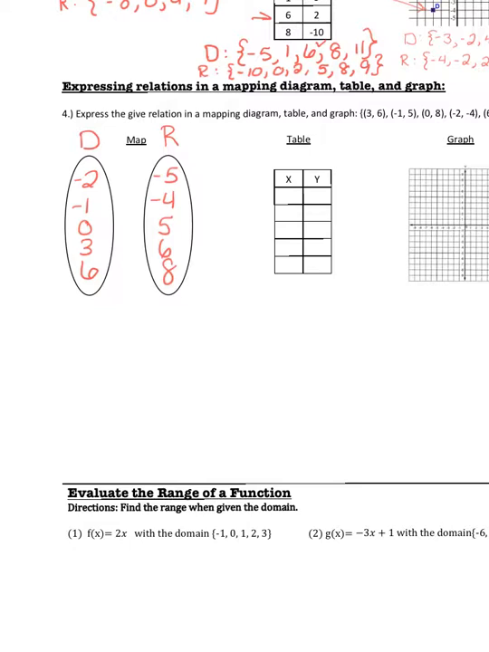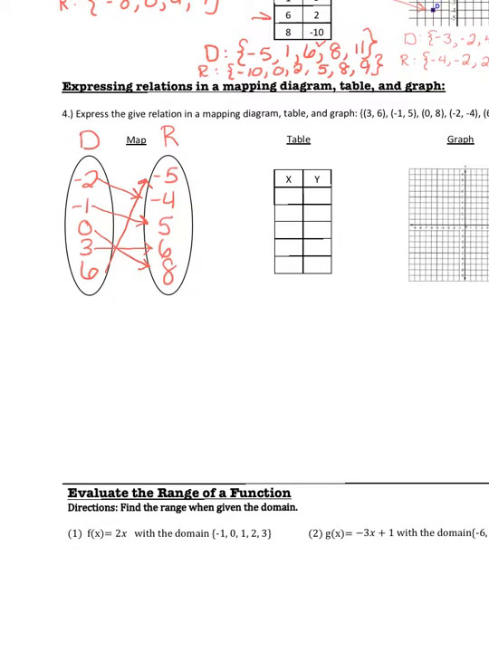And then what I'm going to do is look over at my relation right here. I see 3 is paired with 6. And so I just create a line that pairs 3 with 6. Then -1 is with 5. 0 is with 8. -2 is with -4. And then 6 is with -5. And that's it. That's a mapping diagram.